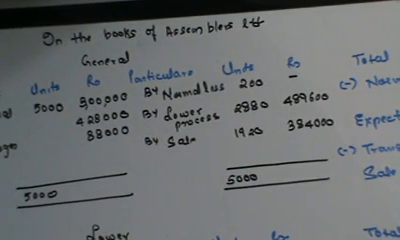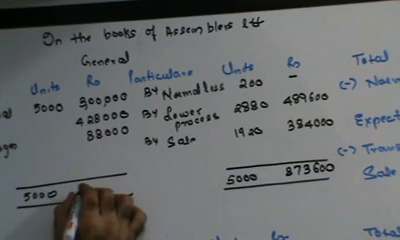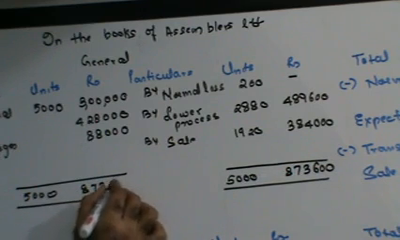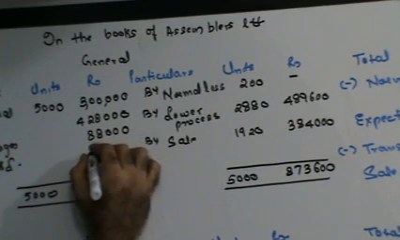Now when you add this, the total is going to be, someone please add that 4,89,600 plus 3,84,000. That should be 8,73,600. The difference is going to be to costing P&L. The difference is going to be 57,600.